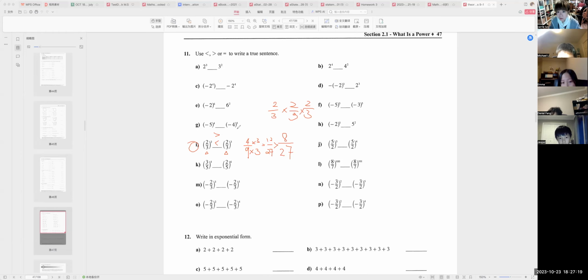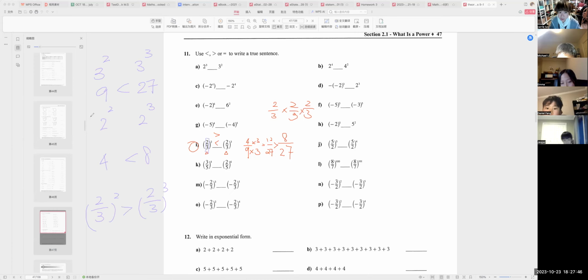What happened, Emma? Emma said, teacher, you told me if it is 2 to the power 2 and 2 to the power 3, of course 4 is smaller than 8. If it is 3 to the power 2 and 3 to the power 3, 9 is of course smaller than 27. But why, with 2 over 3 to the power 2 and 2 over 3 to the power 3, is it reversed?